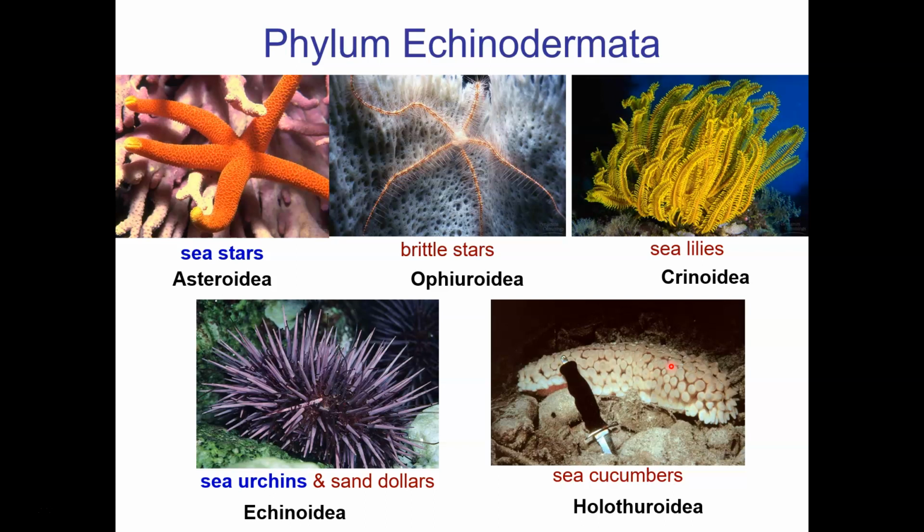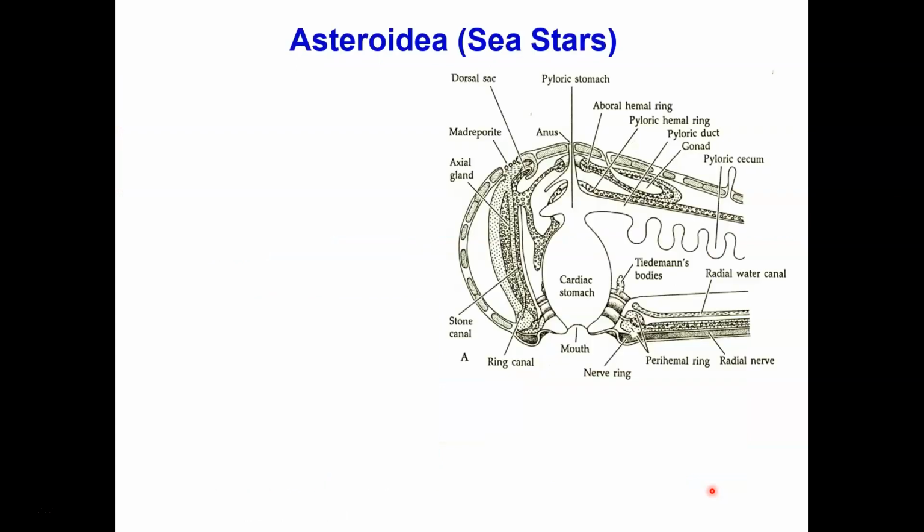So there are several classes within echinoderms. Sea stars, asteroids; brittle stars, ophiuroids; sea lilies, which look like a plant, belong to the group Crinoidea. Then Echinoidea. Now, don't mistake this, since Echinoidea sounds very much like Echinodermata. Echinoidea includes sea urchins and sand dollars. And sea cucumbers are Holothuroidea. Look at how different their body plans are, although they belong to the same phylum.